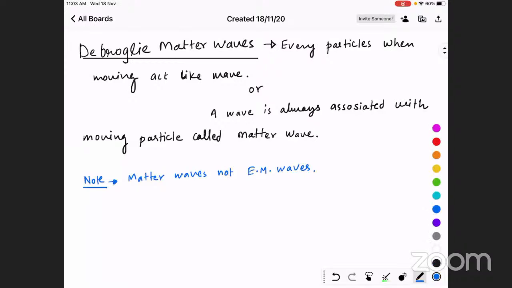Now the formula: the wavelength of a de Broglie wave is given by lambda equals h by p. h is Planck's constant and p is the momentum of the moving particle.